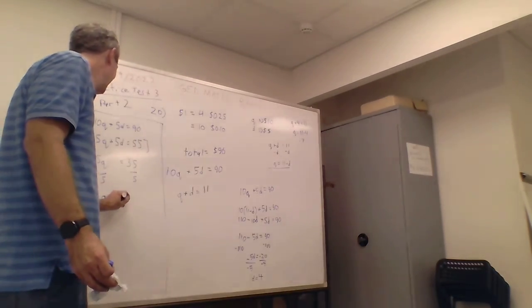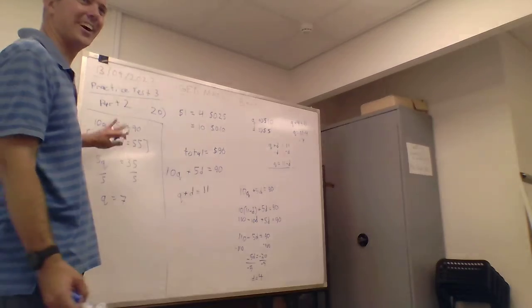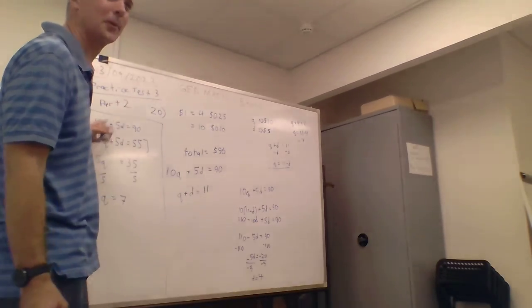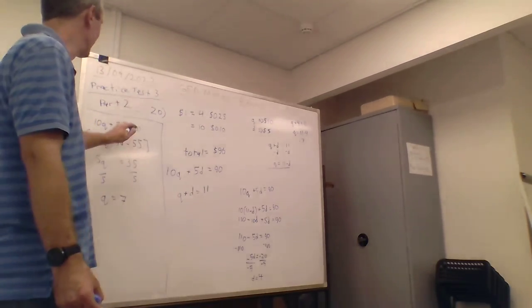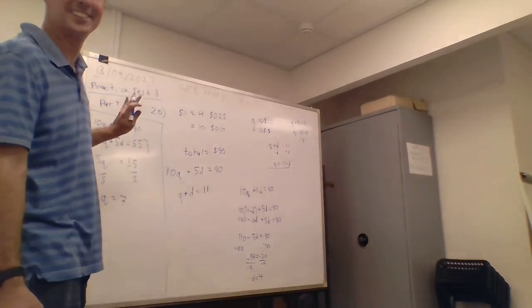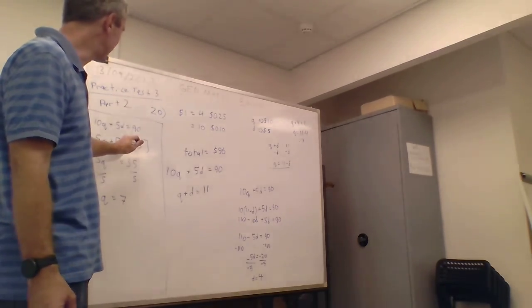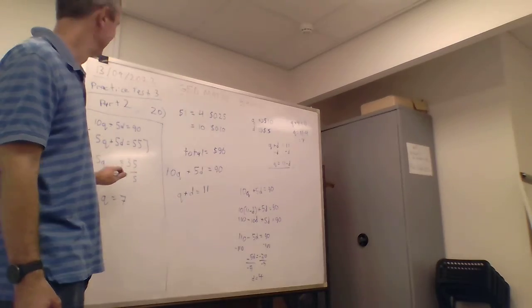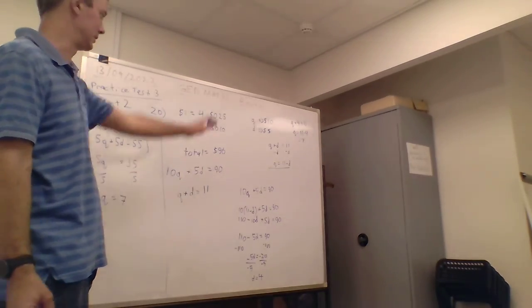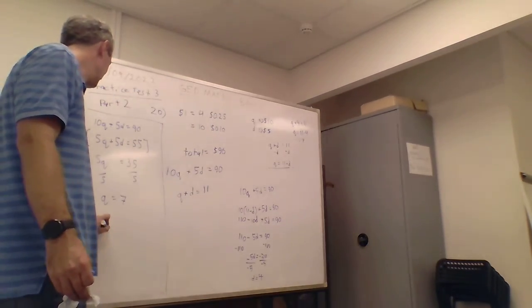There we go. I was like, no, this method is supposed to work. Okay, so the problem was I didn't do this part right. I made a mistake. So 90 minus 55 is 35. 35 divided by 5, we get Q equals 7, which is, so therefore D equals 4.